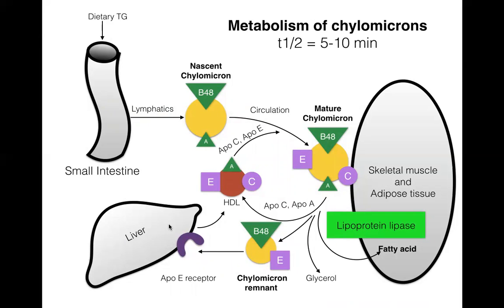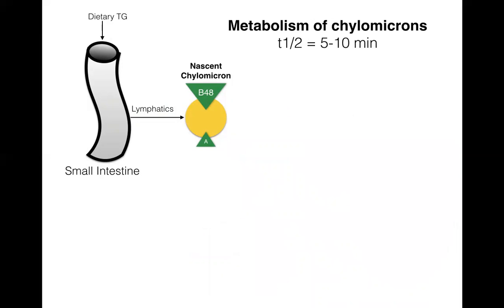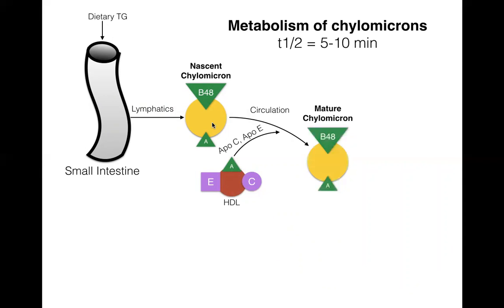Let's take out the elements first so that we have a simple diagram. Let's start from the beginning. Dietary lipids are packaged as nascent chylomicron, and it is initially secreted into the lymphatics before reaching the circulation. It only contains initially ApoB48 and ApoA. Once reaching the circulation, it will encounter HDL. ApoE, as well as ApoC, actually comes from HDL. Now what you have is a mature chylomicron, ready to deliver its fatty acid content to the target tissue.